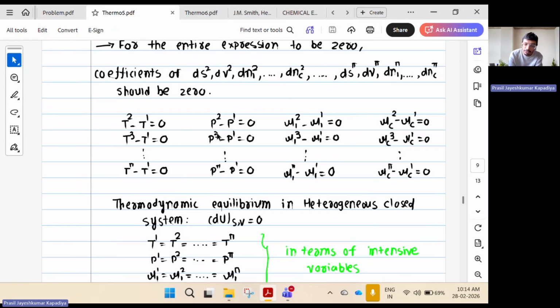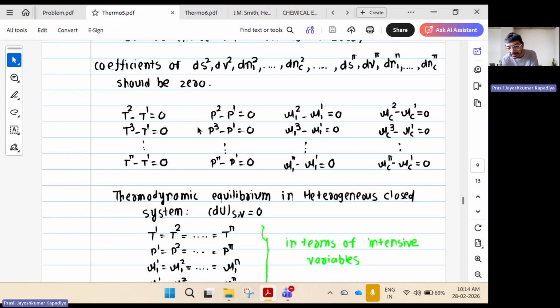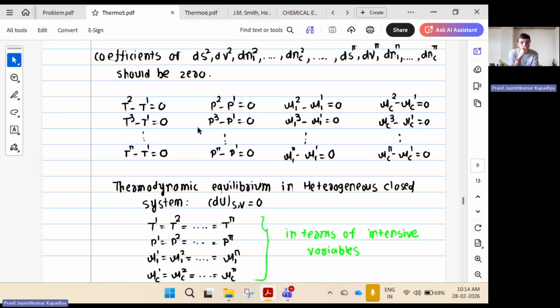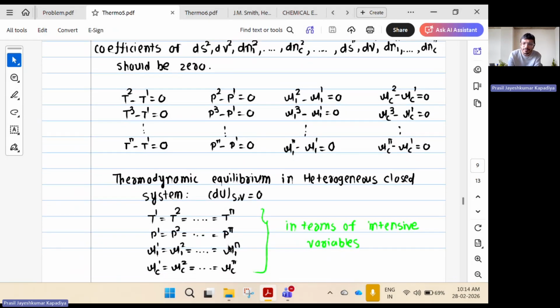Then from here, what can we write? P2 is equal to P1, P3 is equal to P1, and P pi should be equal to P1. So what can I write? P1 is equal to P2 is equal to up to P pi. Now similarly, this is the condition for mechanical equilibrium. This was the condition for thermal equilibrium.